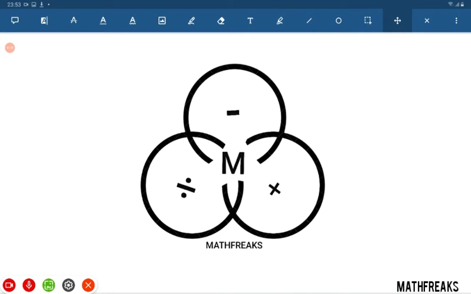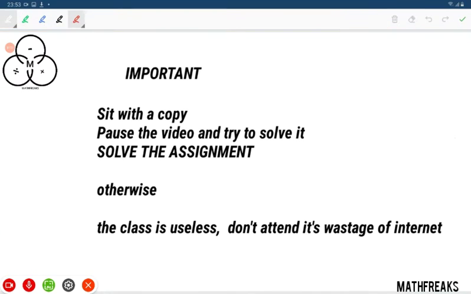So let's move forward. This is the most important thing: solve the assignment before the class if anything is provided. After the class, we are sure to provide an assignment for this chapter. I'll definitely try, because you can practice for KVPY and other examinations. This will be a short video.